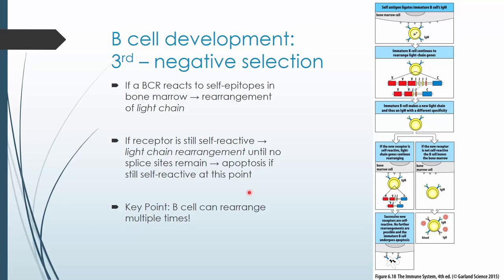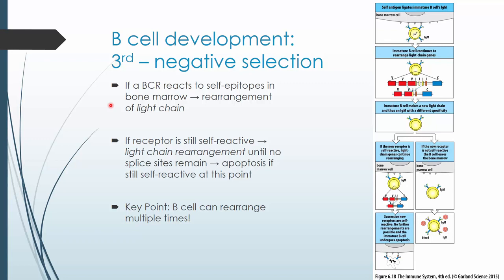So in the bone marrow, after a successful B cell receptor is made, the B cell will be exposed to epitopes that your body makes, your self-epitopes. If that B cell reacts to any of those, it is not allowed to go into circulation. Instead, the light chain is rearranged yet again, okay? So the B cell will continue to make a new B cell receptor until either that receptor does not react with the self antigens, or the B cell no longer has any genes it can recombine because it's already spliced out too much of its genome, okay?